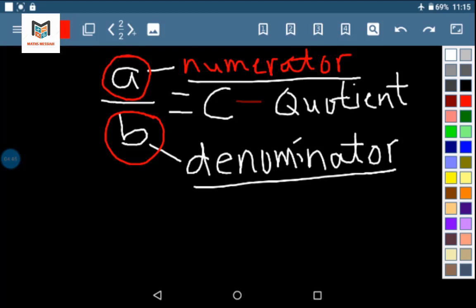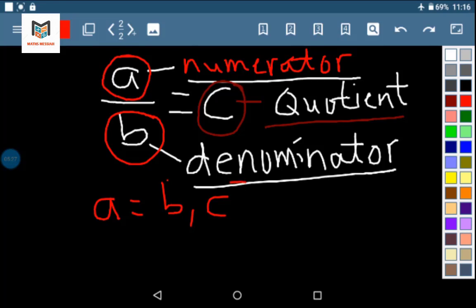Okay. Also, the quotient, that is C, is also a factor of A. So in a simple way, to get the factors of A, we will say that B and C are all factors of A. I hope you get this concept.